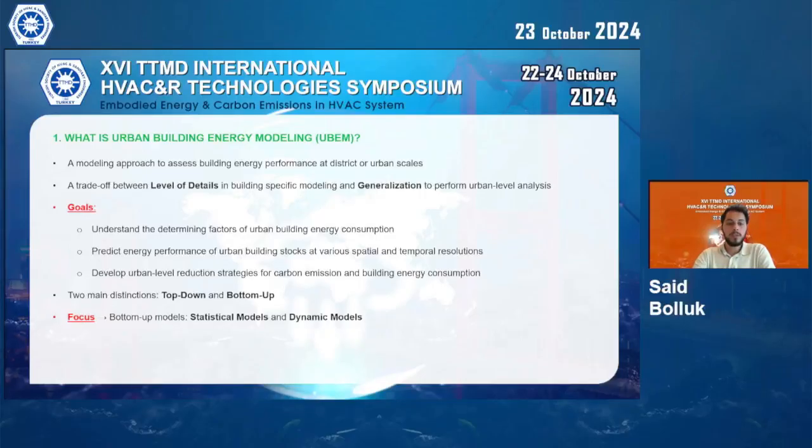The top-down approach is utilized in more general and long-term planning that can include economic growth and technological advancement studies. On the other hand, bottom-up models can provide more detailed analysis while requiring more detailed information about the local climate, the building characteristics, and also the occupant behavior within the observed area. In the bottom-up approach, there are two main modeling techniques, and these are the statistical and dynamic models. So I will start with the statistical urban building energy models.